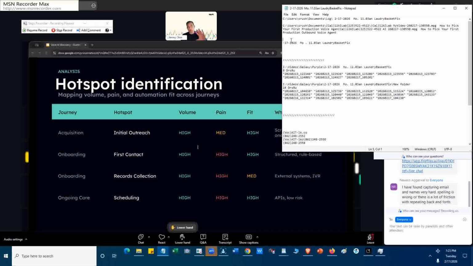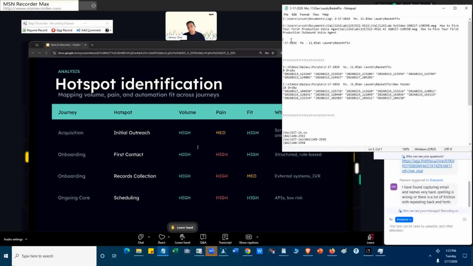And then the last one could be access and scheduling in ongoing care. So this could be high volume, high pain, and typically high fit, and possibly the biggest opportunity. Highest call volume. In some cases, they will have well-defined EHR APIs. Not always the case, but at least for their scheduling systems, they will. And maybe low clinical risk. And so here you're trying to book, reschedule, cancel appointments.